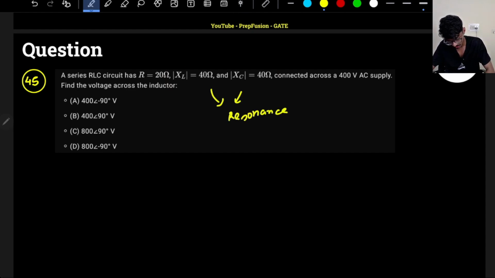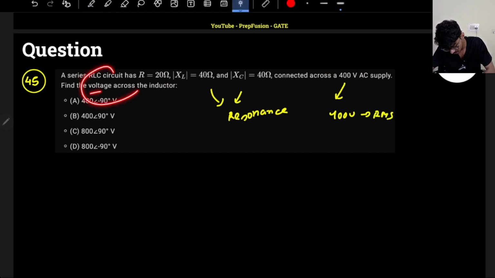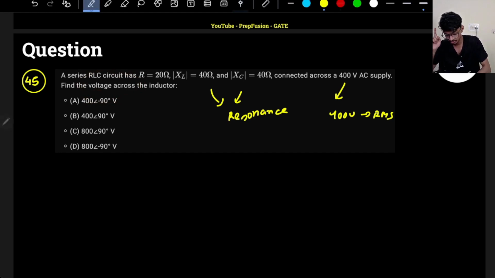What are they asking? They are asking it is connected across a 400 volt supply. So if nothing is mentioned, you will assume this 400 volt to be RMS. Assumption is it is RMS. They are asking me to find the voltage across the inductor. Now I know it is in resonance condition. So if it is in resonance condition, I have derived for you that the magnitude of the voltage across the inductor will be Q magnified times the magnitude of the voltage across the resistor, or the magnitude of the voltage across the supply.